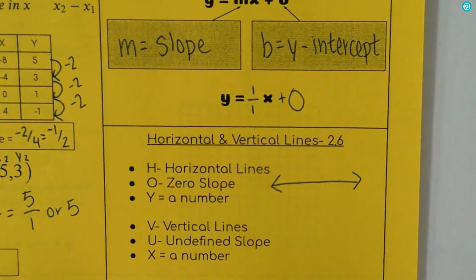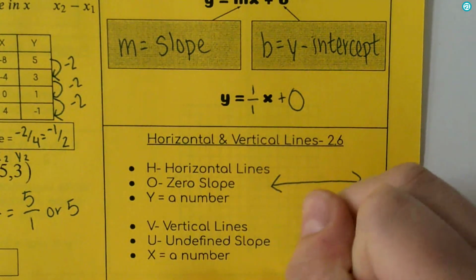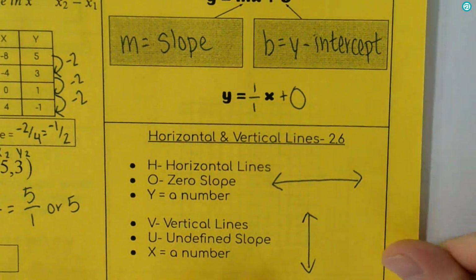Okay, show me with your arm what a vertical line looks like. Okay, same thing. Vertical lines have an undefined slope. Their x equals a number.